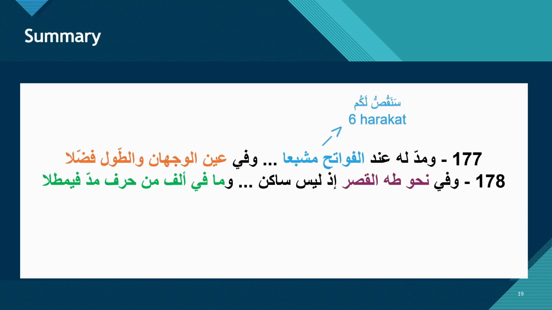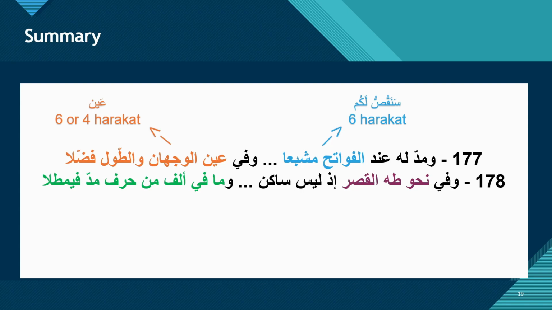The other one, وفي عين الوجهان والطول فضلا. He says in ayn there are 2 options. والطول فضلا, prolonging it is better, or preferred. So in ayn there are 2 options, as we said: 4 harakat, also known as tawassut, or 6 harakat, also known as ishba'. And 6 harakat is preferred over the 4 harakat. So here it means ayn, 6 or 4 harakat, 2 options.